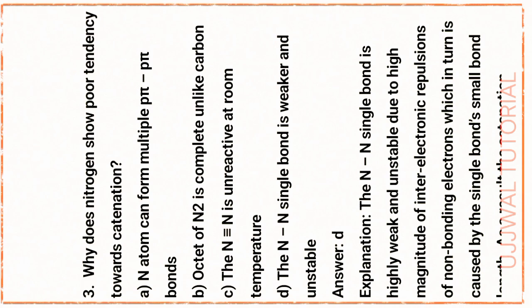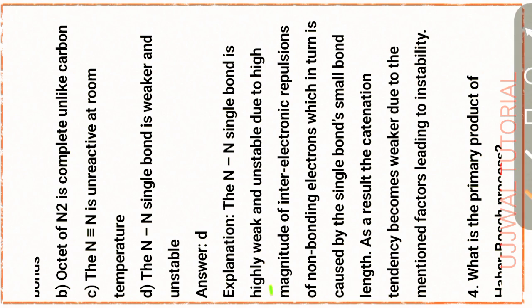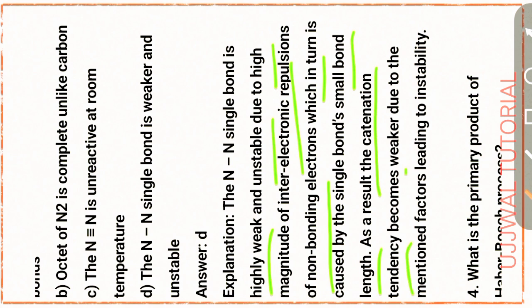Explanation for this part: the nitrogen single bond is highly weak and unstable due to the high magnitude of inter-electronic repulsion of non-bonding electrons, which in turn is caused by the small bond length of the single bond. As a result, the catenation tendency becomes weaker due to the mentioned factor, leading to instability. Clear, my dear viewers?